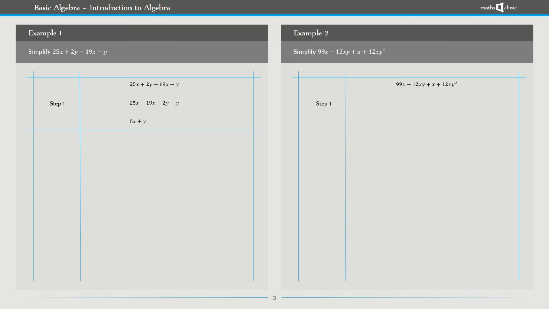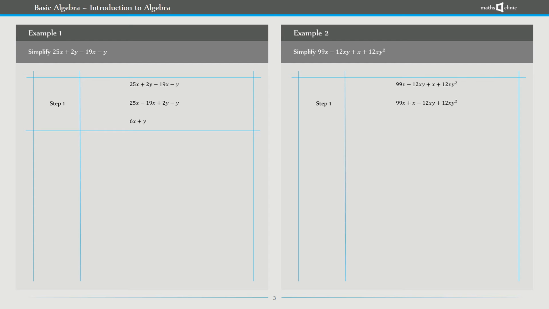So what are the like terms here? We have 99x, and I think we have another x there. So we need to bring those together. Do you see any other like terms? No, there aren't any other like terms, because 12xy and 12xy squared are not like terms. They're as different from each other as x and y. Just the squared at the end of the y makes a very big difference. You can't add 12xy and 12xy squared. They are completely different from each other.